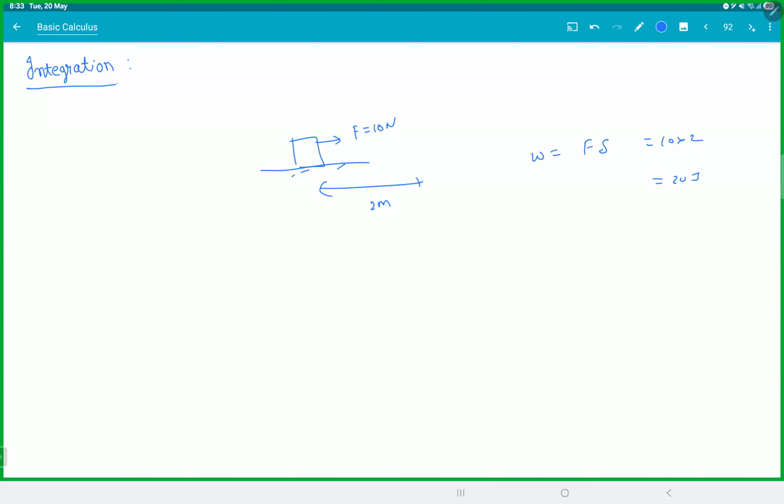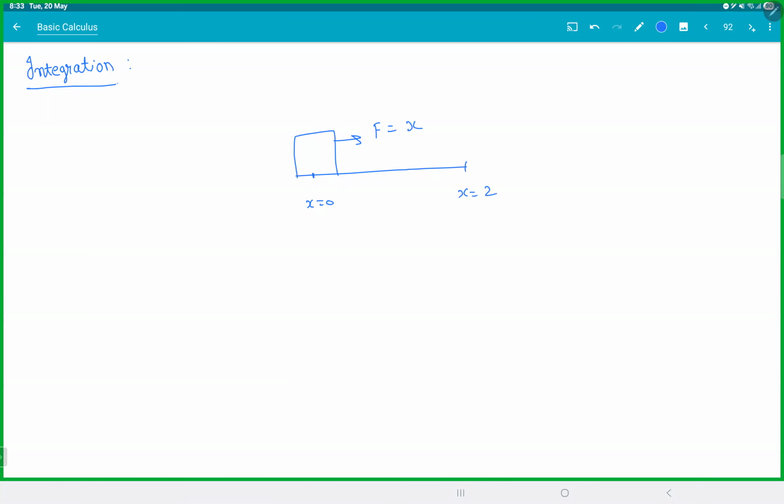Right? So that was straightforward, 20 joules at first. But what if someone tells you like this? You have a force here, which is depending on x, and it is going from x is equal to 0 to x is equal to 2. So look at this force.